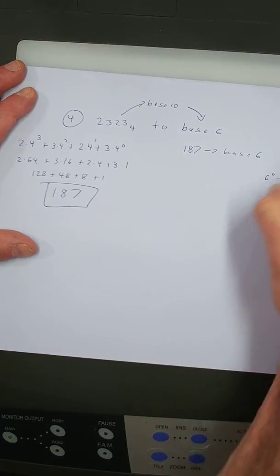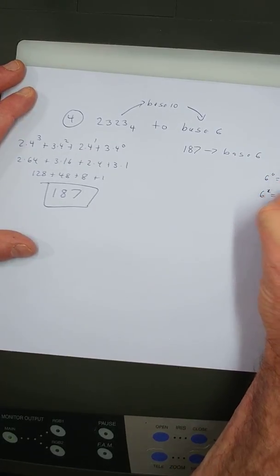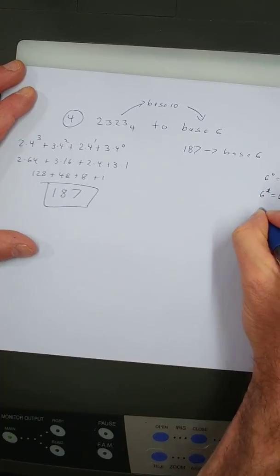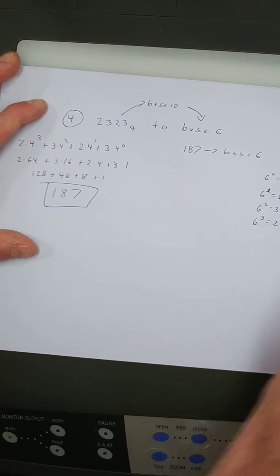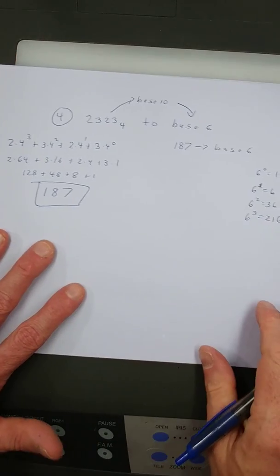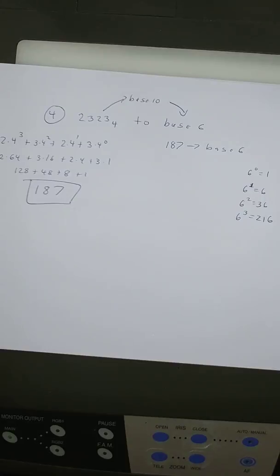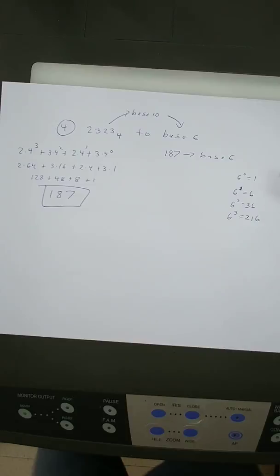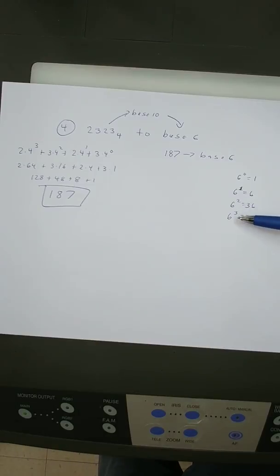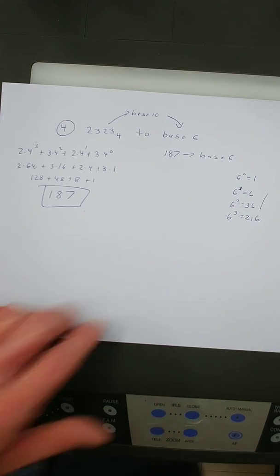So just do your powers of 6. We're going to have to start at 36 because you can see 6 to the first is 6. 6 squared is 6 times 6 is 36. And then 6 cubed is 216, which is bigger than 187. So we're going to start at 36.